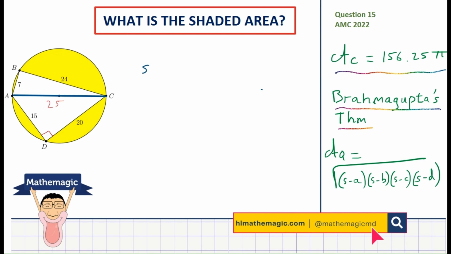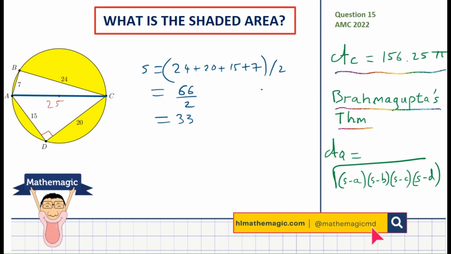So let's go ahead and find the semi-perimeter here. It's going to be 24 plus 20 plus 15 plus 7, all of that divided by 2. So 24 plus 20 is 44. 15 plus 7 is 22. So 44 plus 22 is 66. So we end up with 66 divided by 2, and this will give us a semi-perimeter of 33.